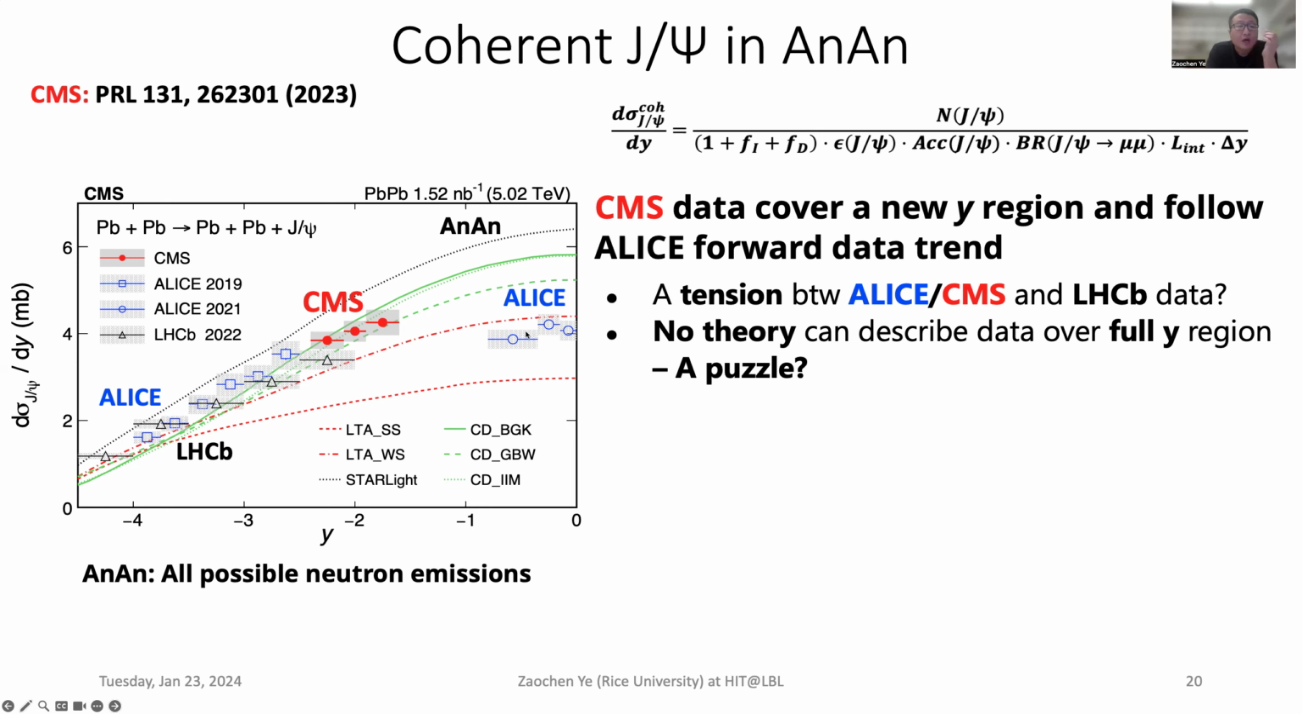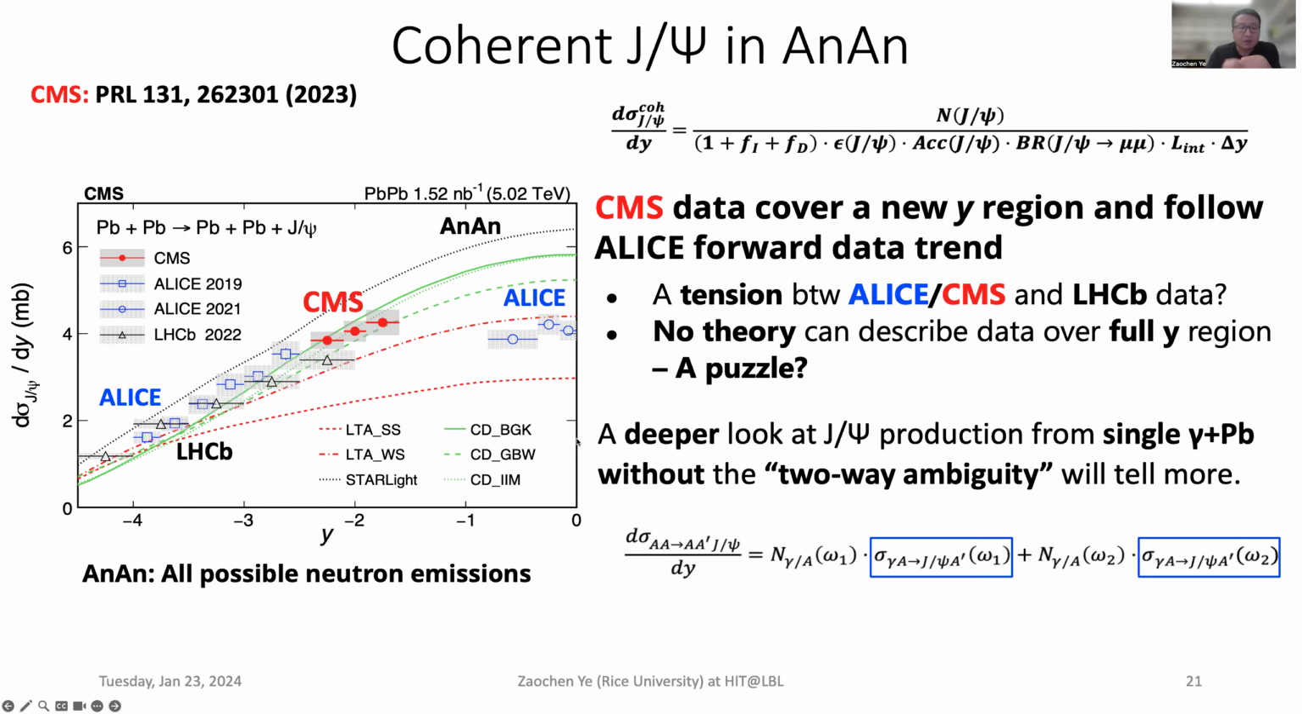So again, there is no theoretical calculation which can describe the entire data trend from the high rapidity to the middle rapidity data. The theoretical curves either miss the high rapidity or miss the middle rapidity data. So there is a puzzle. So what should we do? A deeper look at the J/psi photoproduction from a single gamma-lead interaction, without the two-way ambiguity, will actually tell us more. So that is what we can do.